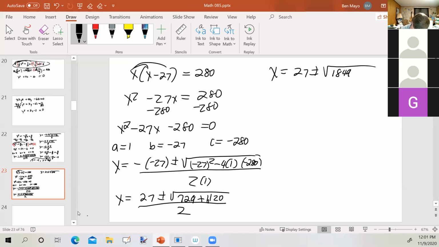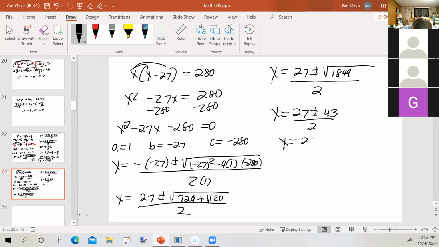So x equals 27 plus or minus the square root of 1120 plus 729, which is 1849. That's not the year I was born. That's the year I graduated from kindergarten. And then we've got x equals 27 plus or minus, let's see, hopefully the square root of 1849 is nice. Let's see if it is. 1849, good, 43.